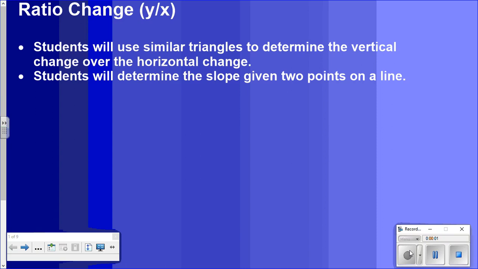In this lesson, we'll be talking about a ratio of change. So it's the ratio of change in y over the change in x. At the end of the lesson, you should be able to use similar triangles to determine the vertical change over the horizontal change and determine the slope given 2 points of a line.